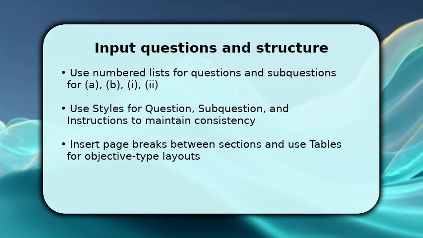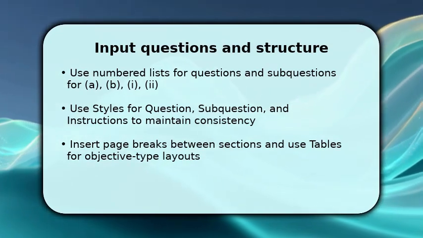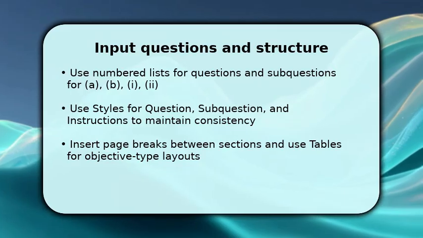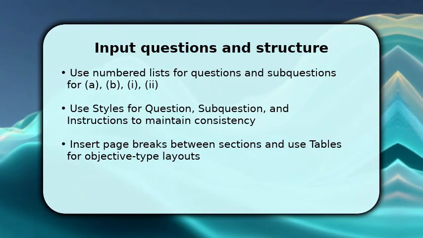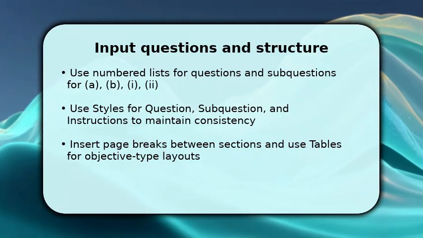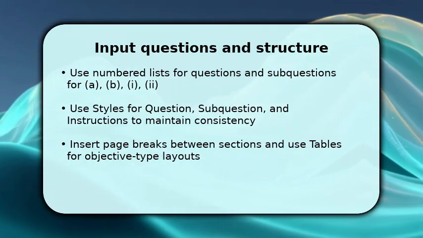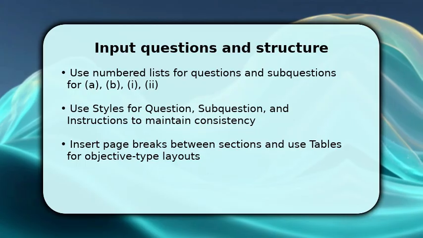Now you type questions using numbered lists and sublevels to maintain automatic numbering. This prevents manual renumbering errors. Apply predefined styles for main questions, sub-questions, and instruction text so you can change appearance globally without reformatting each item.